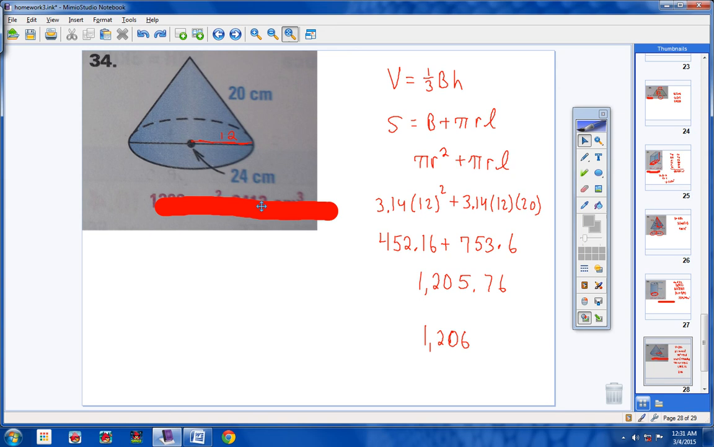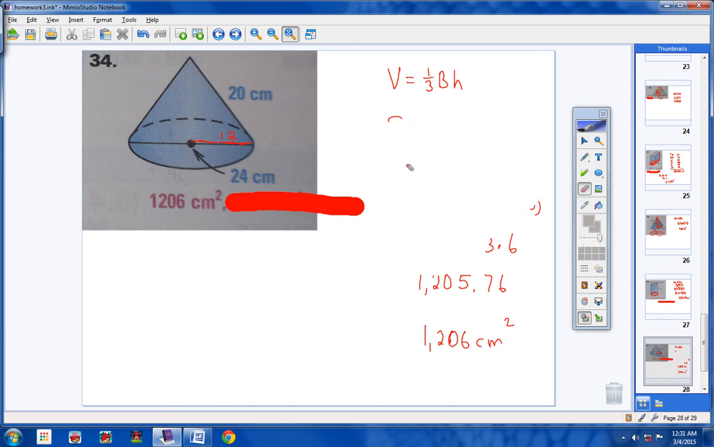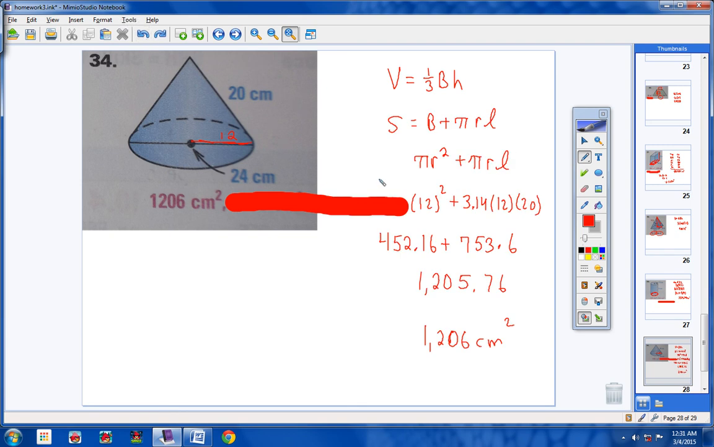Let's slide this over and take a look at it. Yeah, there it is. 1,206 centimeters squared. Okay, now let's go ahead and find the volume of this cone. All right, so the formula says 1/3 times the area of the base times the height. Well, let's go back. I shouldn't have got rid of all that. We already know the area of the base right here. Remember, capital B is this.